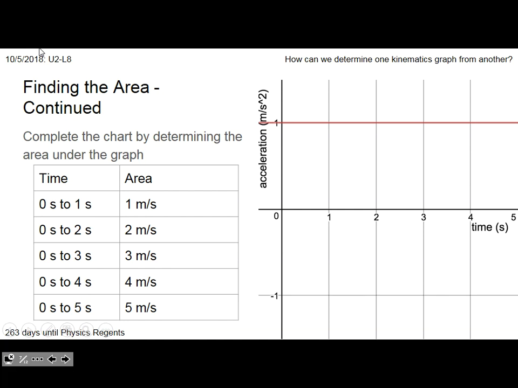3, 4, 5. I can turn this into ordered pairs. What do you expect that graph to look like? It's a straight line. Does it have positive slope or negative slope? Positive slope. And what is the slope? It's 1 meter per second squared.